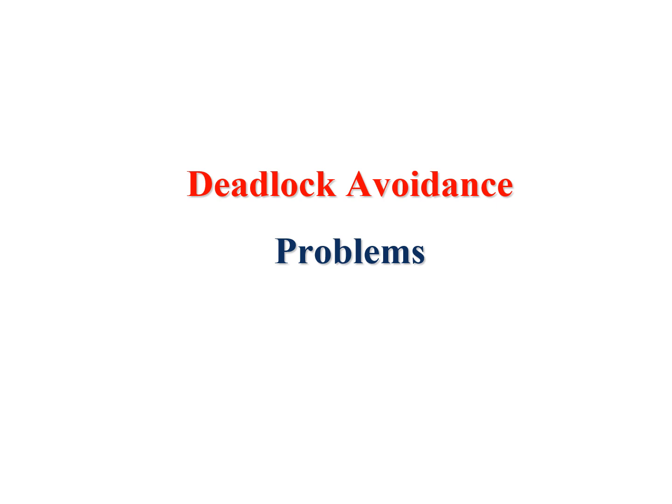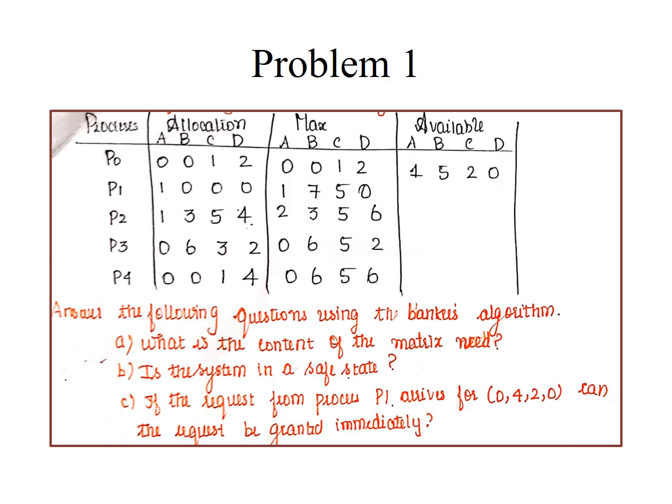Hello everyone. In this video, we are going to solve some problems related to deadlock avoidance. This is the problem that we are going to solve first, which has 5 processes P0 to P4 and 4 resources A, B, C and D.